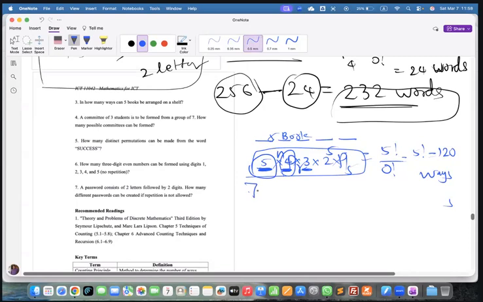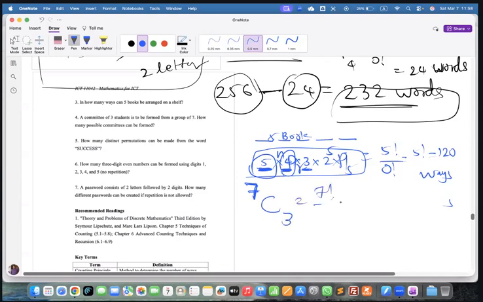That's a combination, right? Because while we are making committees or groups, we do not consider in which order we are making the committee. We only think about who the people included in the committee are, right? So that is a combination question, 7C3.